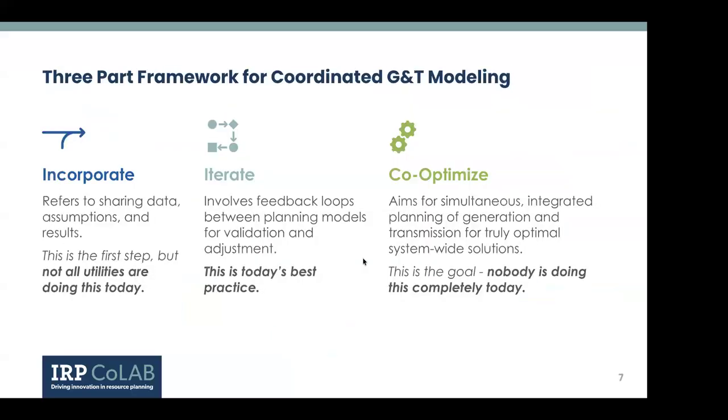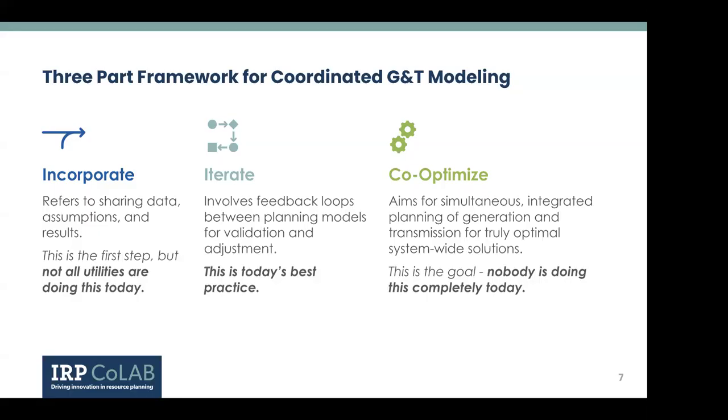So just at a high level, Aaron will touch on specific examples and where some of this is happening, but this is our three-part framework. Starting on the left, we have incorporate, and then we have iterate, and then finally co-optimize. You could think of these as stair steps, with each of them being a little bit more difficult, but also helping result in a better developed system.